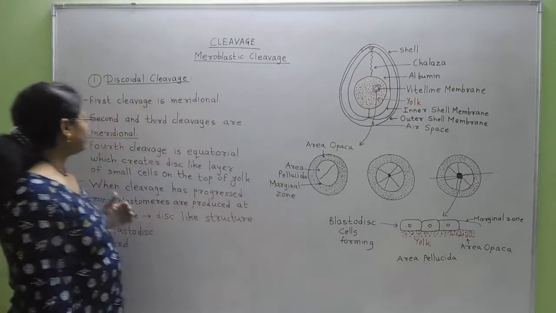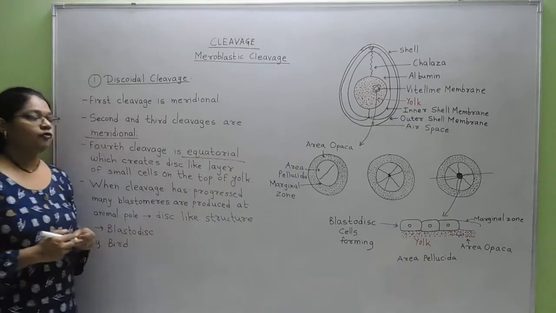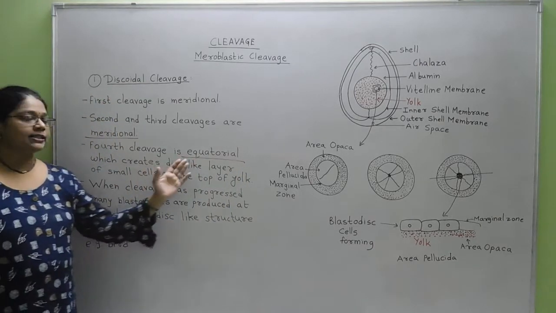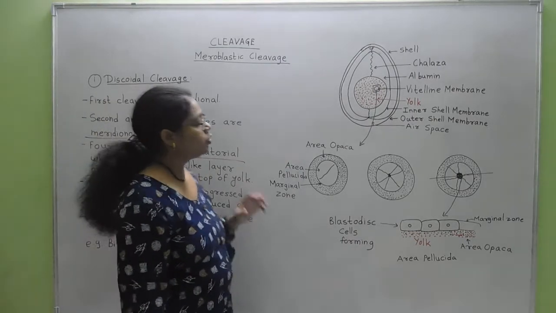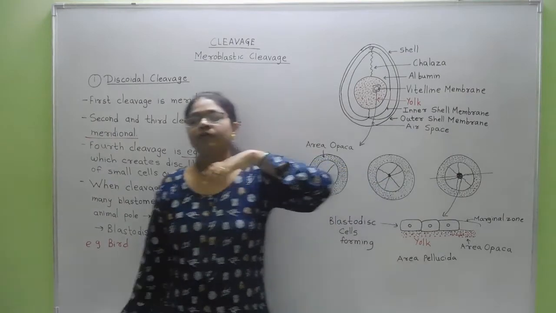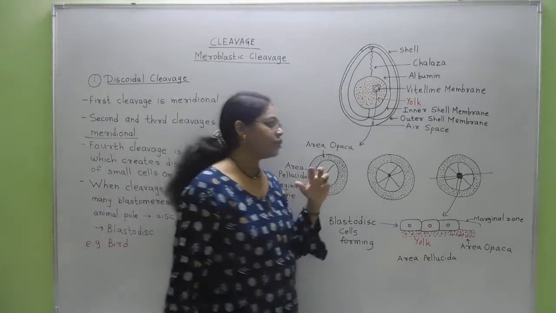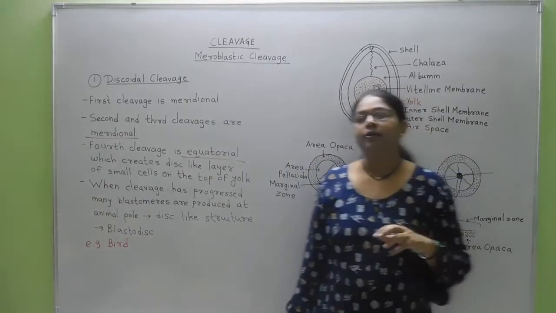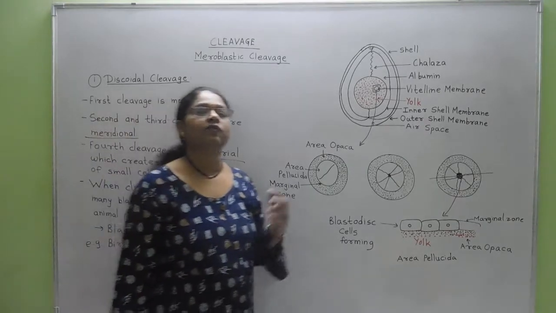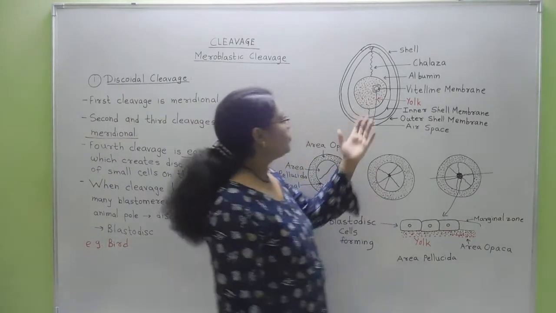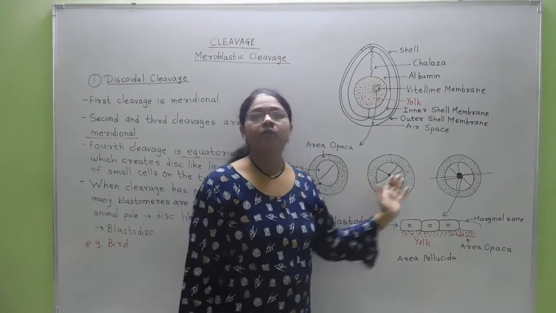After that the fourth cleavage is equatorial. So the fourth cleavage creates a disc-like layer of small cells on top of the yolk. So only at the top of the yolk, or at the animal pole, the cleavage furrows can be seen. Below that the cleavage furrow cannot pass because of the presence of a high amount of yolk. So if you see through the animal pole, the cleavage will look like this.